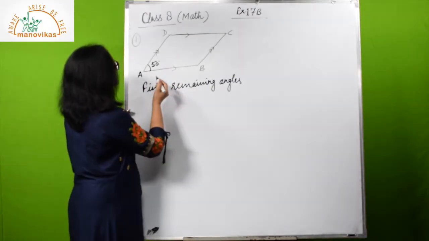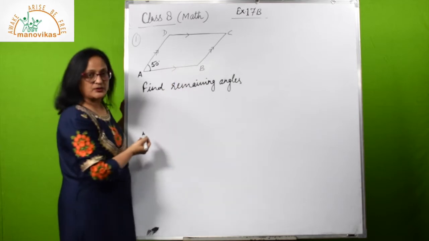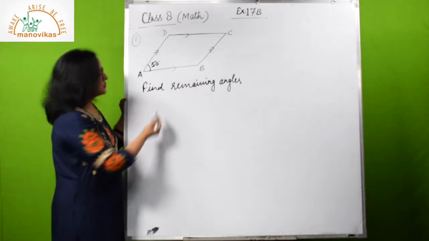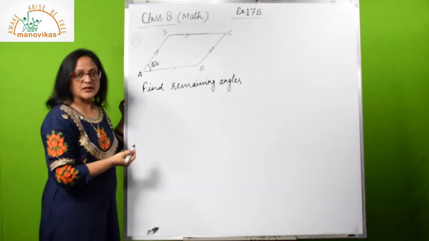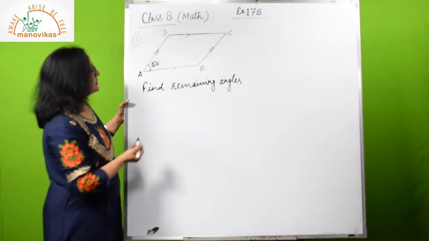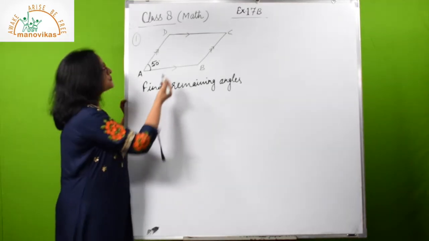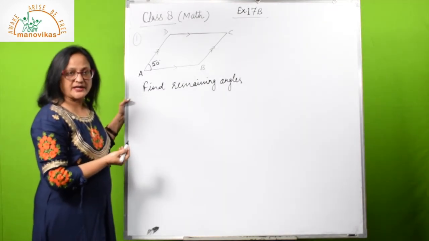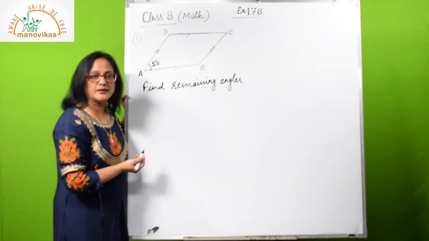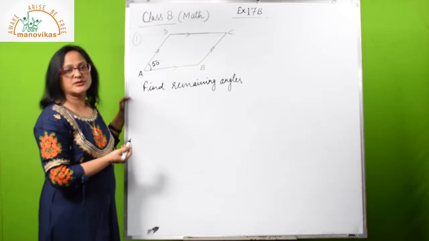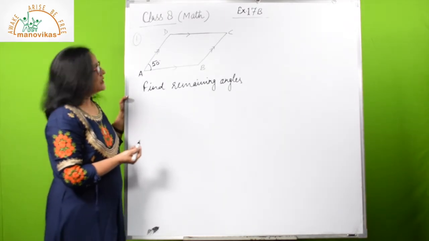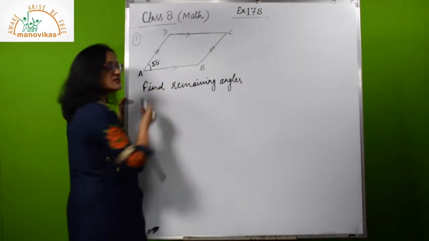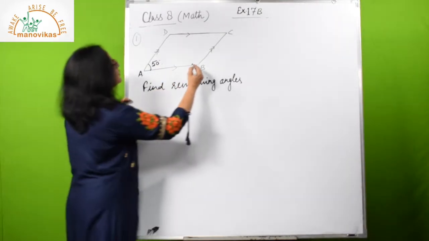This is question number 1. ABCD is a parallelogram given, and angle A is given as 50 degree. You have to find the remaining angles. See students, when you are doing the questions, you have to use different properties of different parallelograms. Like if it is a rectangle, you should know the properties of a rectangle. If it is a rhombus, then you should remember the properties of a rhombus. So now here you can see this is a parallelogram. One angle is 50 degree. You have to find all these angles.